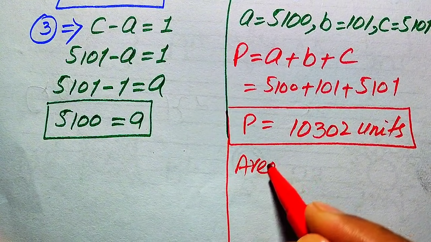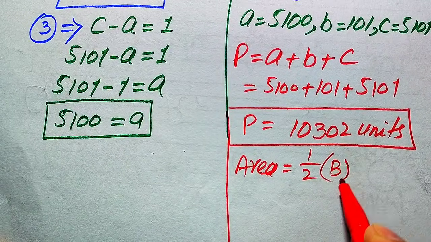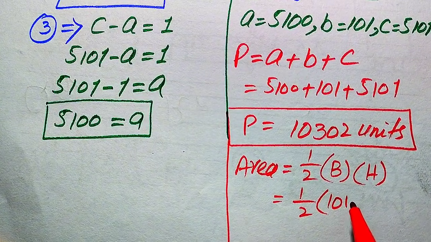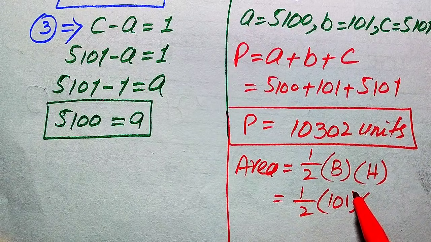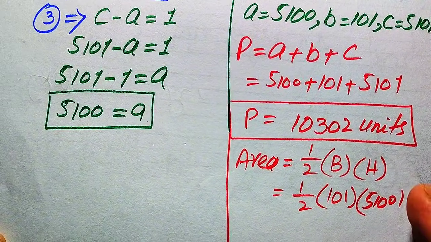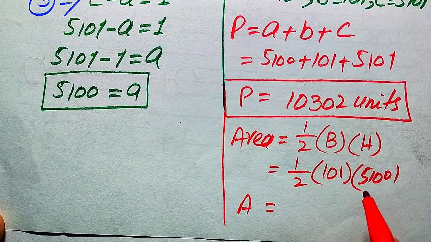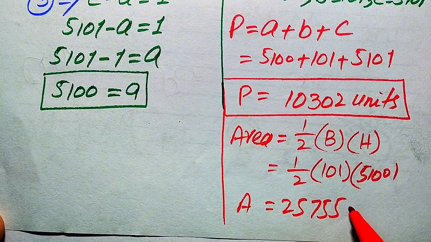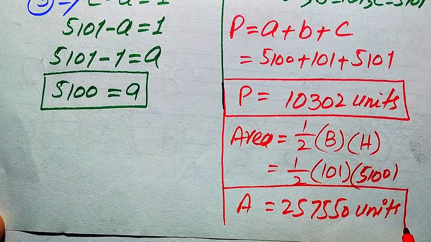And now for area, we know that the area of a triangle is 1/2 times base multiplied by height or perpendicular. So we have the value of our base is 101, and the value of the perpendicular is a, so the value of a is 5100. Here we need to simplify the terms, and after cancellation of all of these terms, we easily get the value of area equals 257,550 square units. So this is the area of the given right triangle.